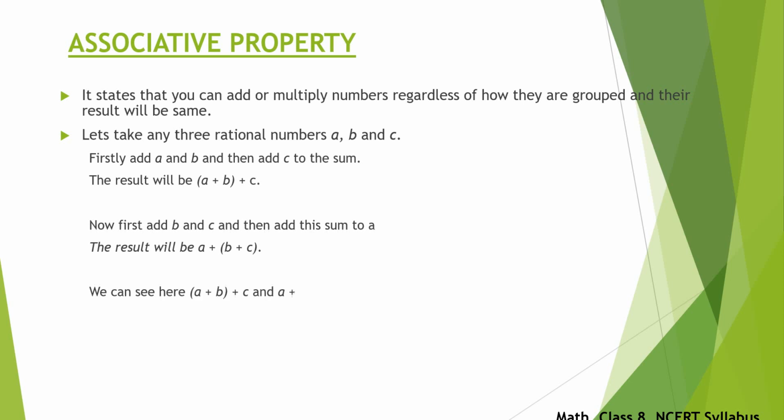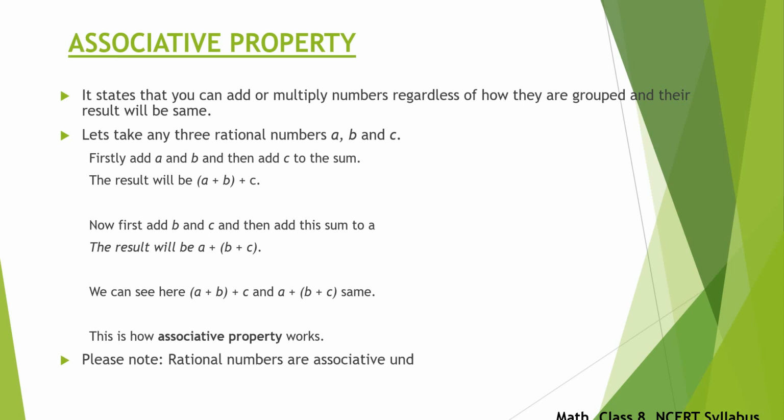So if we see that (a plus b) plus c and a plus (b plus c) are the same, we can say that the rational numbers are associative, or we can say that associative property is working for the given set of numbers. So let us see some examples based on this associative property and see how it works.